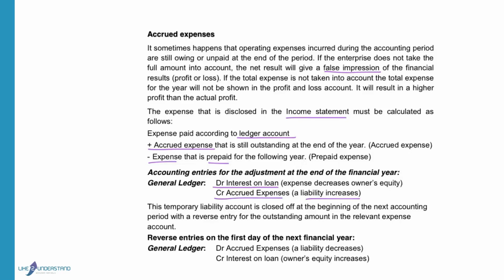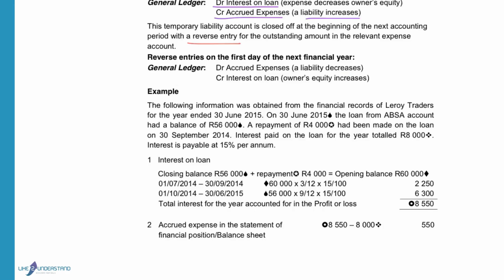On the first day of the next financial year, you have to complete a reverse entry for the original entry that you've completed. So the reverse entry will be the opposite of what you've just done. We debited the interest on loan account, so now we will credit interest on loan. Accrued expense was credited, so we will debit accrued expense.